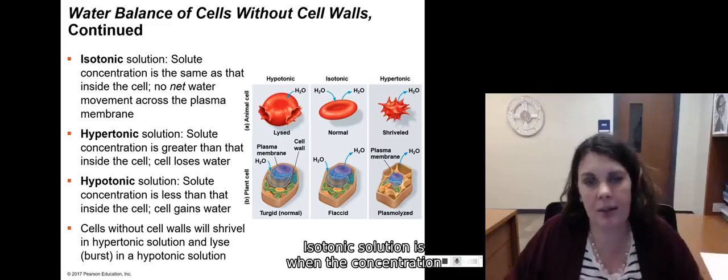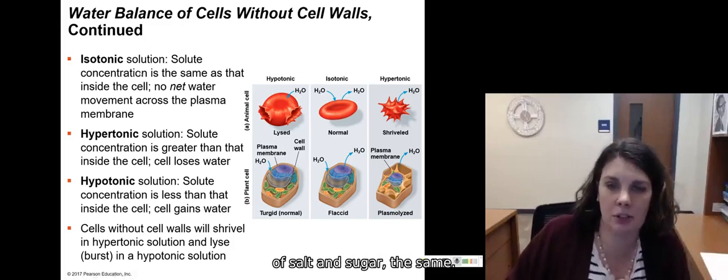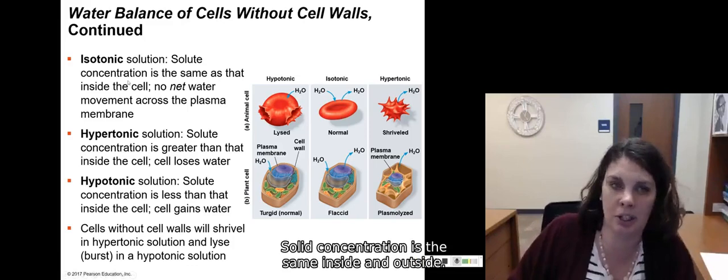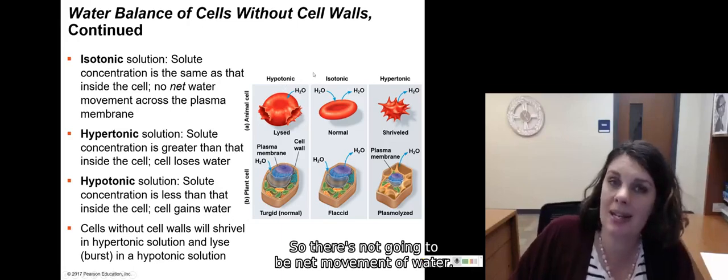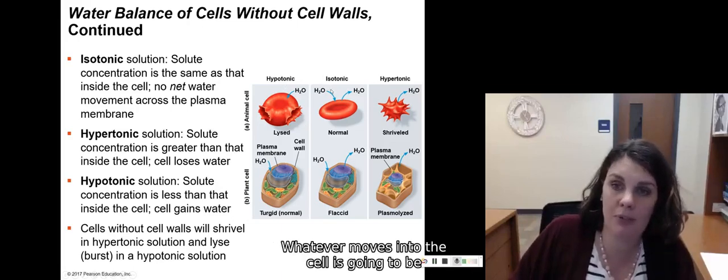So an isotonic solution is when the concentration of salt and sugar, the same solute concentration, is the same inside and outside. So there's not going to be net movement of water.